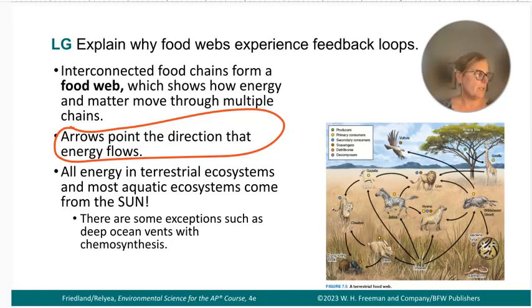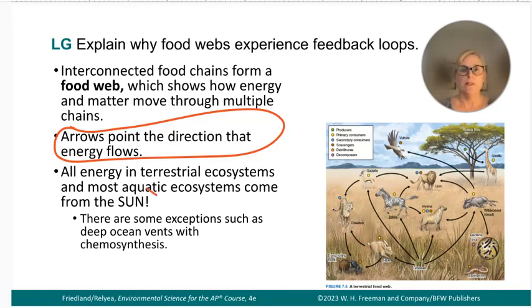Now, you can remember it in that it points to the predator, but that is not an acceptable answer on the AP test. On an AP test, if you're asked what do the arrows indicate? They indicate the direction of energy flow, and that's really important.